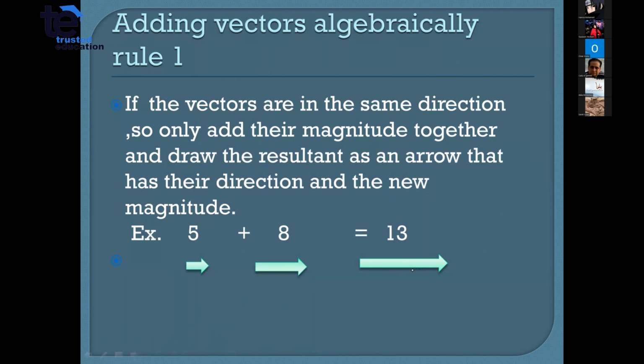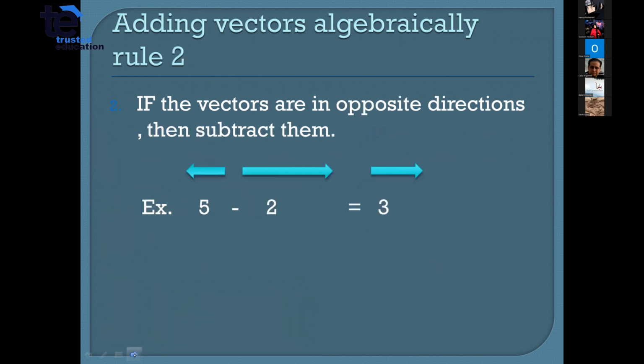You can see clearly here that the arrow has been made longer to show more magnitude, or greater magnitude. Now, what if these two vectors are in opposite directions? They are parallel to each other, but they are in opposite directions. So I need to subtract them here.